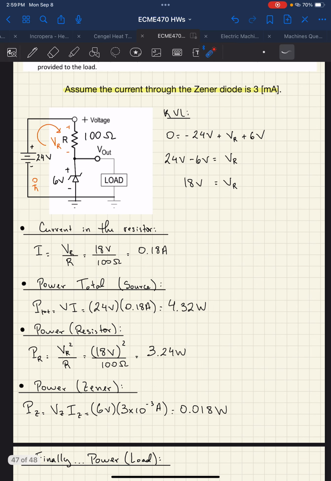So this is your total power. Some of it is going to be consumed here in the resistor. Some of it is going to be consumed in the Zener, right? So if I take my total power and subtract what's consumed in the resistor and what's consumed in the Zener, I get the power that must be consumed by the load, right? Energy has to be conserved, so that's why that works.